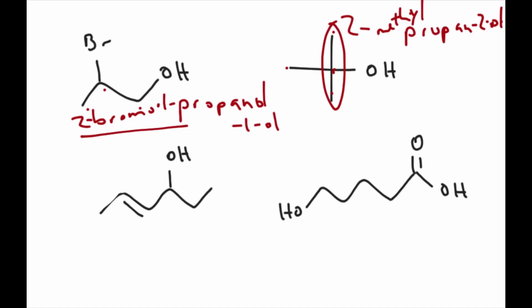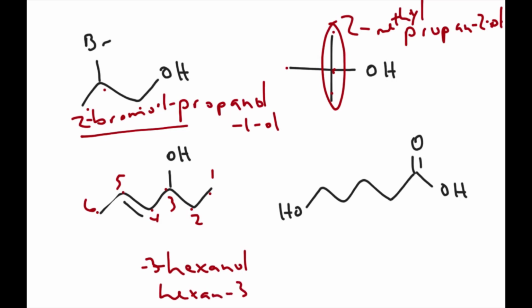On the bottom left, we have both an alcohol group and a double bond group on the same molecule. The alcohol takes priority over the double bond, so if we were trying to decide which side to start numbering, 1, 2, 3, 1, 2, 3, the alcohol is on the 3 carbon, so this side is the highest priority. 1, 2, 3, 4, 5, 6. So this becomes a hexanol, and it's in the 3 position. So I can either call this a 3-hexanol. I can also call this a hexan-3-ol. And the double bond essentially is in the 1, 2, 3 position.